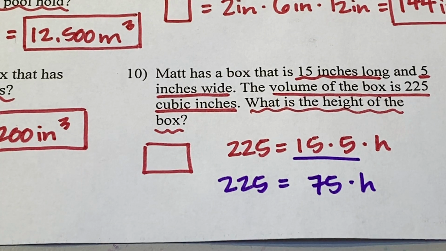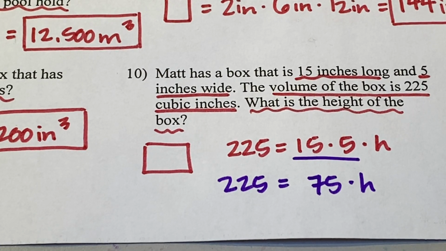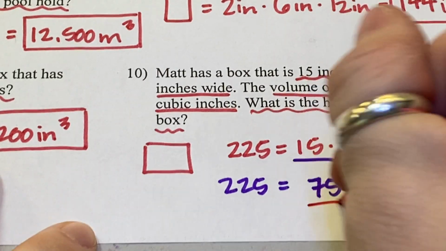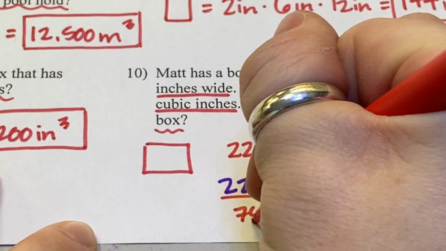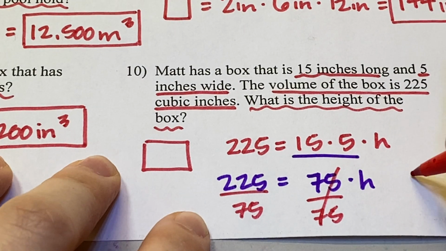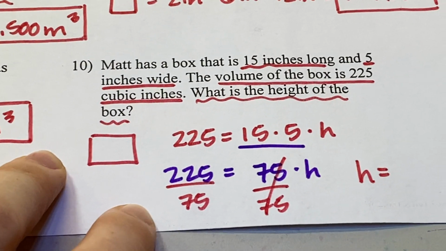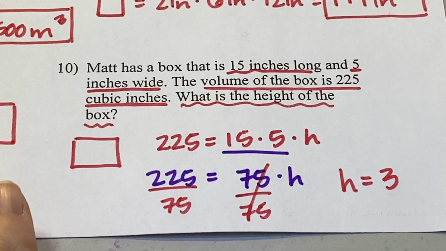Now, don't overthink this, you guys. We're trying to solve for h, which means we're trying to get h by itself. I need to get rid of times 75. What is the opposite of times? Divide by 75 on both sides. So what is 225 divided by 75? We get 3.